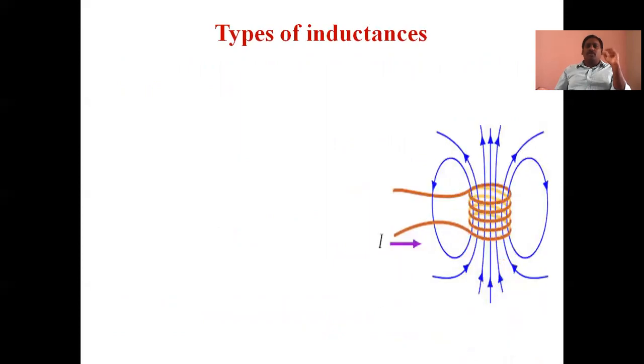That's why in our syllabus we have two types of inductances. What are those? Self-inductance and mutual inductance. What is meant by self-inductance? What is meant by mutual inductance? See here. If we consider two coils like this, this is the first coil, this is the second coil.